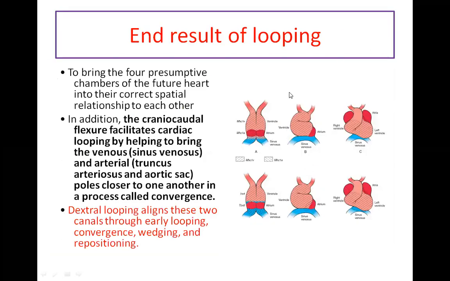So what is the end result of the looping? So what is the aim of the looping? It is to bring 4 presumptive chambers of the future heart into a correct spatial relationship with each other.